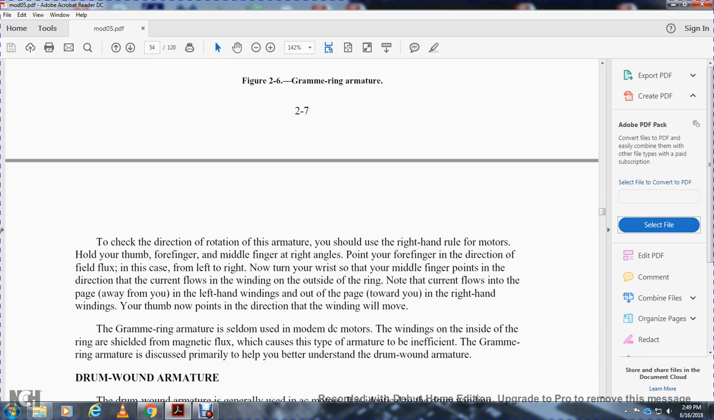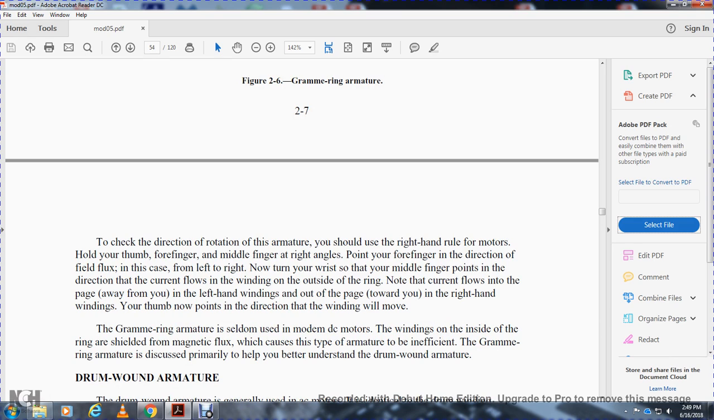To check the direction of rotation of the armature, you should use the right hand rule for motors. Hold the thumb, forefinger, and middle finger at right angles. Point the forefinger in the direction of the field flux, in this case left to right. Now turn the wrist so the middle finger points in the direction of the current flow for the winding on the outside of the ring.